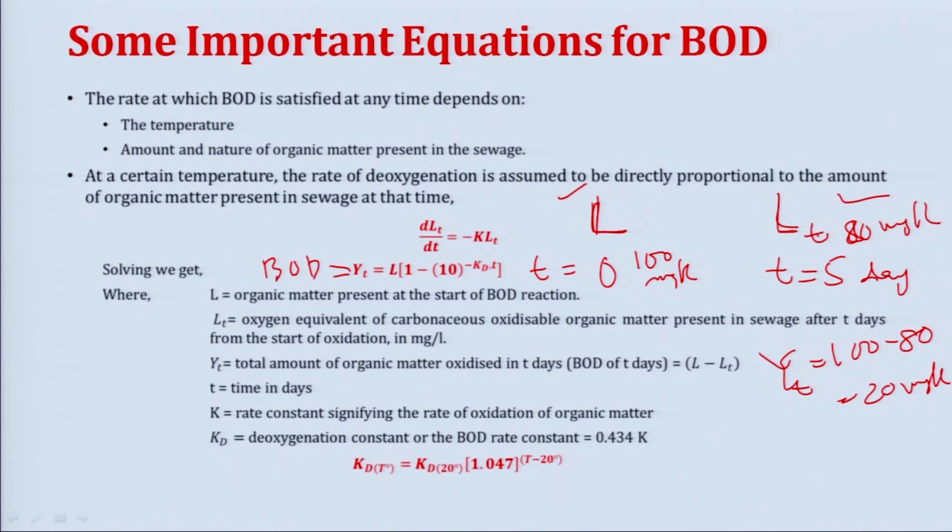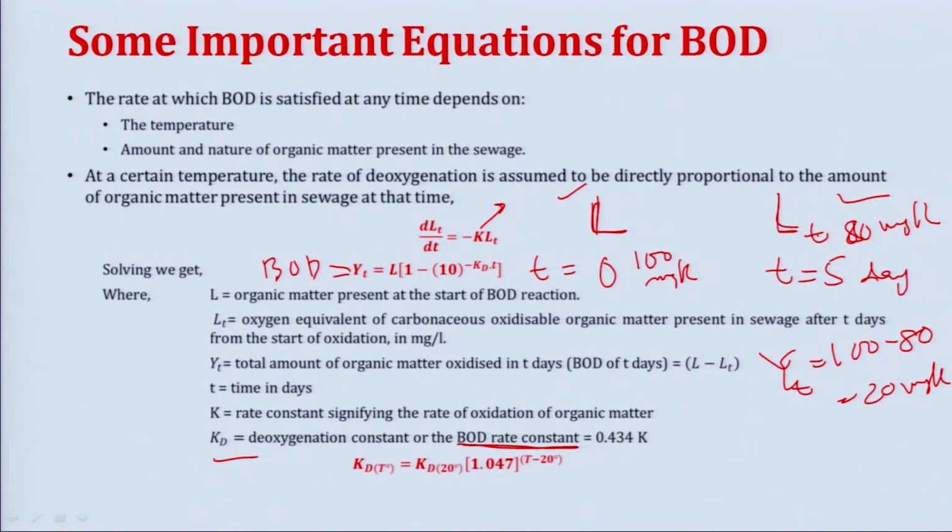Yt, t is time in days, and K is the rate constant signifying the rate of oxidation of organic matter. And this is KD. Now there is only a slight difference between K and KD. KD is the deoxygenation constant or the BOD rate constant. Remember it, this is the BOD rate constant, it is equal to 0.434 K.